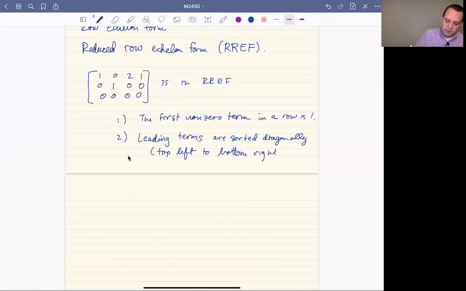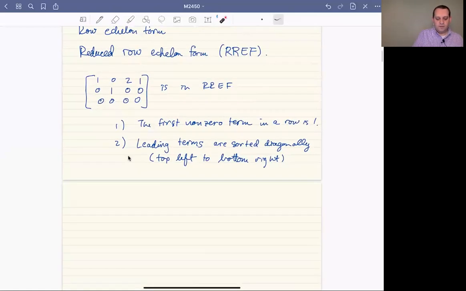If I were to switch row 1 and row 2, that would no longer be in reduced row echelon form because it's in the opposite order. You would have a 1 here and a 1 here, and that's the wrong direction. So you want the 1s to slant down and to the right.